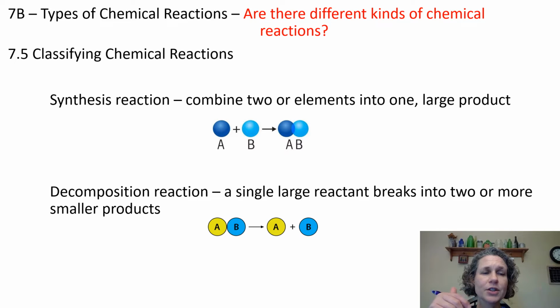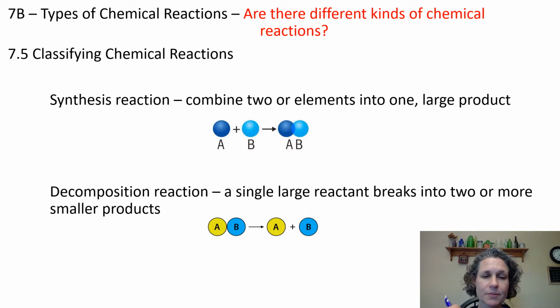Okay, so now on to the types of chemical reactions. There are different kinds. We're going to talk about several of them, and I've got some pictures to hopefully show you what that looks like. Starting out, we're going to start with a synthesis reaction. Synthesis typically means to make something. In a synthesis reaction, you combine 2 or more elements into one large product. So my little blue circles there, I have A plus B produces AB. So 2 things combine to form one thing. Anytime you see something that looks similar to that, that is a synthesis reaction.